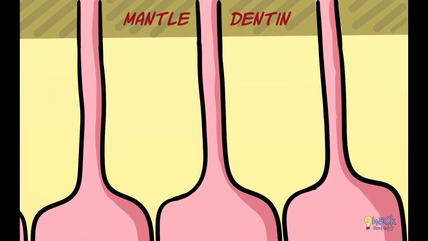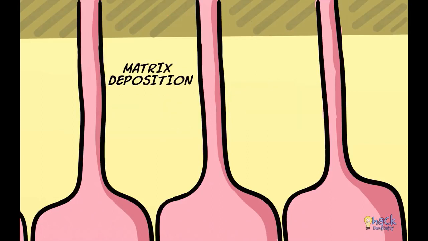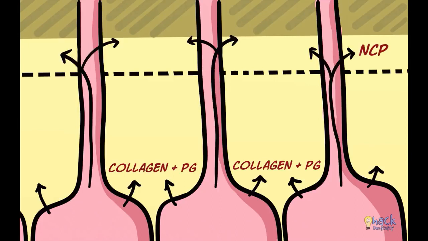Now, once the mantle dentine matrix is secreted and mineralized, the circumpulpal dentine matrix starts to be deposited. Circumpulpal dentine matrix consists mainly of type 1 collagen, non-collagenous proteins, and proteoglycans. The matrix deposition is hypothesized to happen from 2 points. One is immediately near the cell bodies, and this layer of predentine consists of collagen and proteoglycans. The non-collagenous proteins, however, are transported via the odontoblastic processes and deposited in the mineralization front, that is, in the predentine immediately below the mineralized dentine.